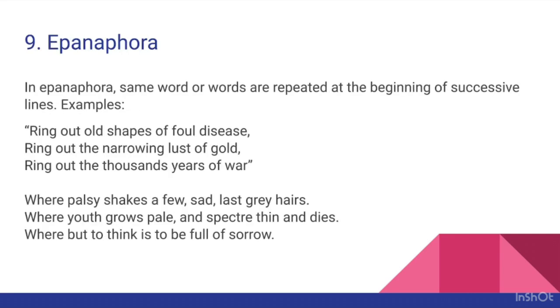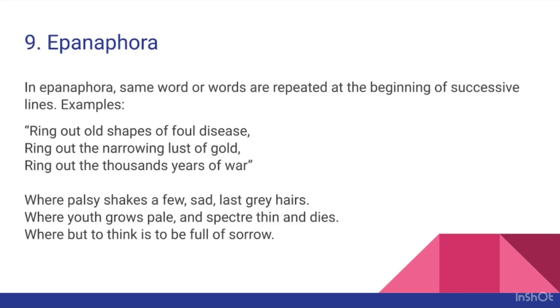Next figure of speech is epanaphora. In epanaphora, the same word or words are repeated at the beginning of successive lines. Okay, remember that the words are repeated at the beginning of successive lines. Example: ring out old shapes of foul disease, ring out the narrowing lust of gold, ring out the thousand years of war. So the phrase ring out has been repeated at the beginning of three successive lines.